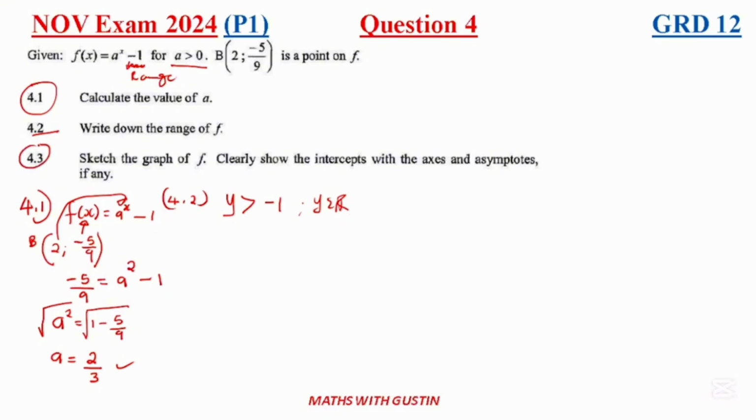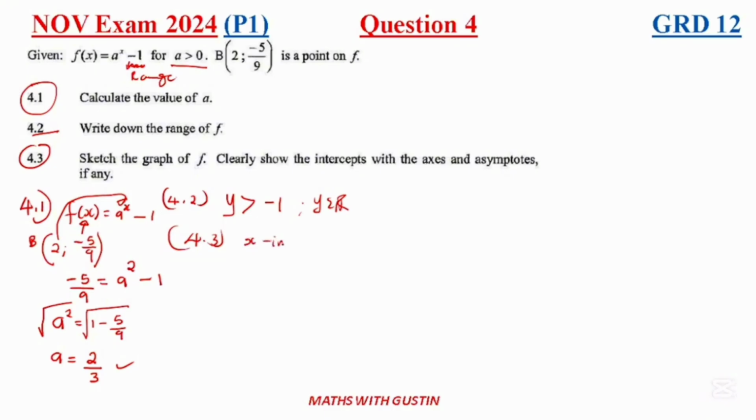Okay, now let's go to 4.3. 4.3 says: sketch the graph of f, clearly showing intercepts, axes, and asymptotes, if any. So on this one, guys, what do we have? We need to check if we have the x-intercept and the y-intercept. All right, so let's start.